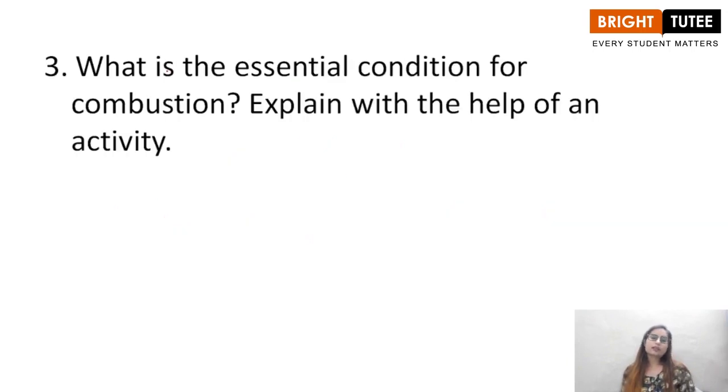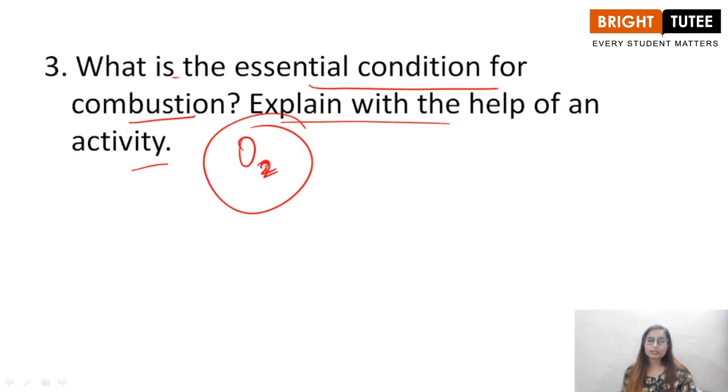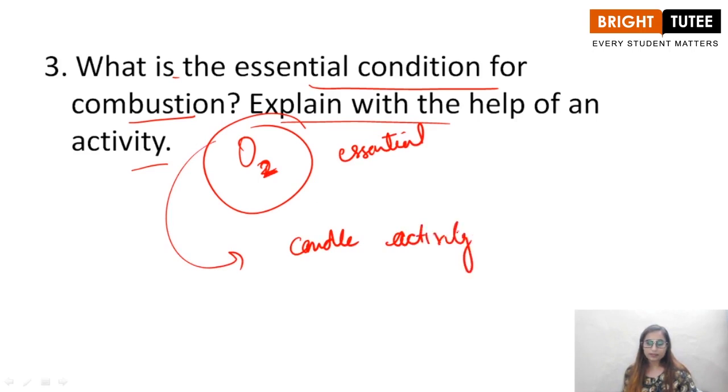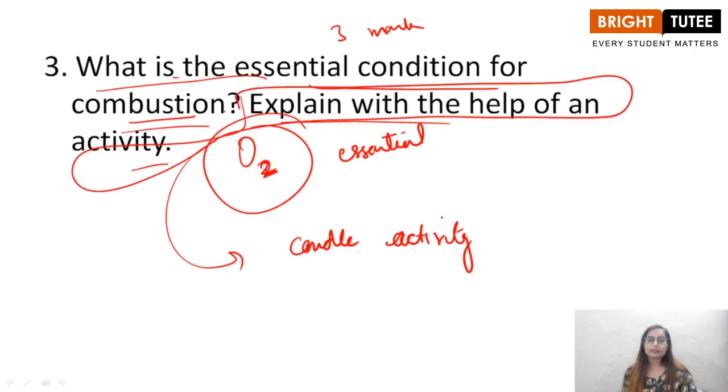Next question, what is the essential condition for combustion? Explain with the help of an activity. Basically, for combustion, supply of air or oxygen gas is essential, and this can be explained with the help of an activity. The activity is the candle activity. So this is again a 3-mark question. Half mark for the essential condition that you mentioned, and 2.5 marks for the activity that we have already discussed in the lecture.